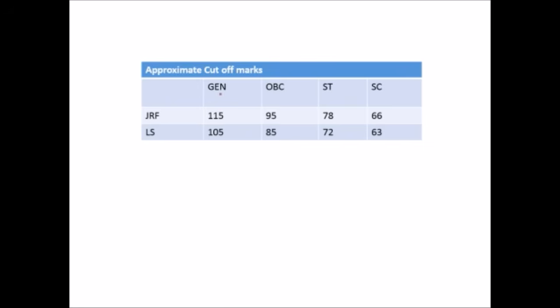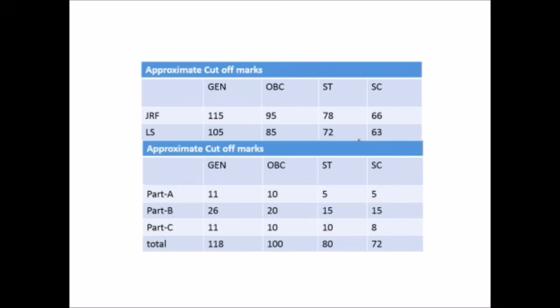For JRF, in the case of a general student, you have to score 115 for JRF and 105 for LS. For OBC, 95 for JRF and 85 marks for LS. For ST, 78 marks for JRF and 72 marks for LS. For SC, 66 for JRF and 63 for LS.